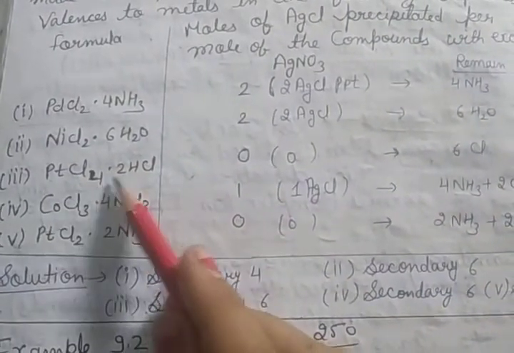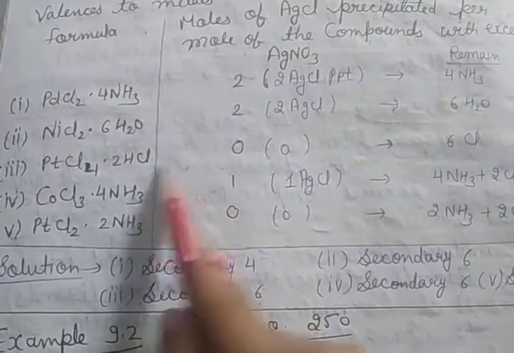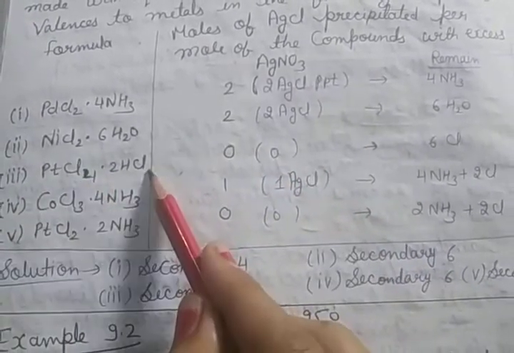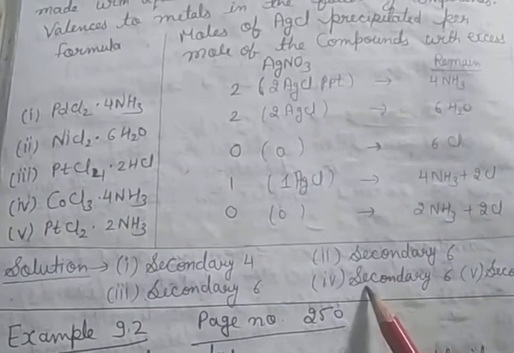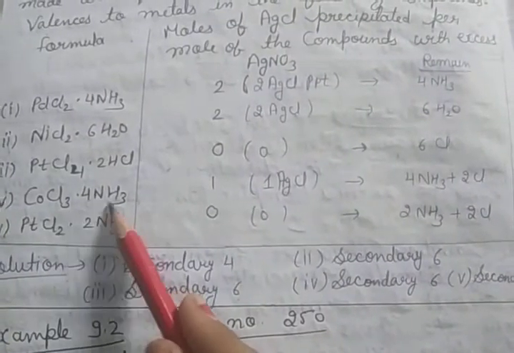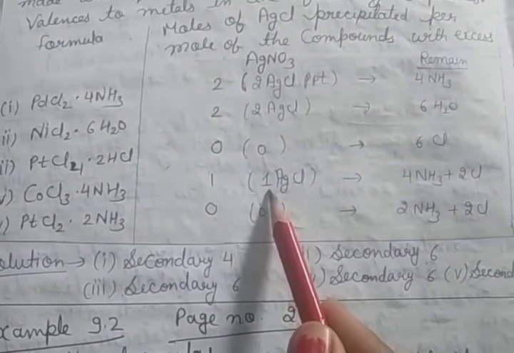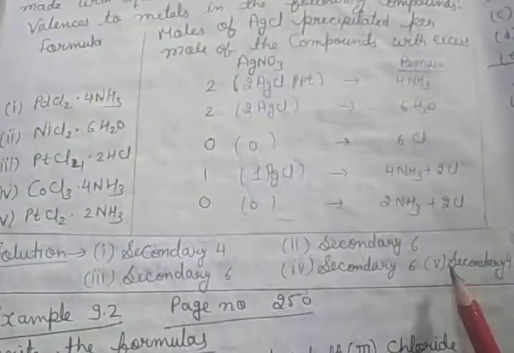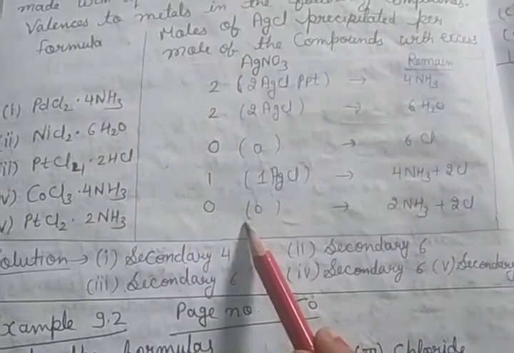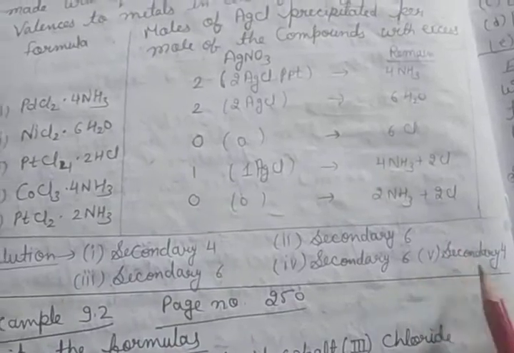Third is PtCl4.2HCl. Okay, so here with AgNO3 precipitate, AgCl is 0. So 4Cl and 2Cl, total 6Cl. So secondary valency is 6. Then fourth is CoCl3.4NH3. So 1 AgCl precipitate we get. So 2Cl and here 4, total 6. So here secondary valency is 6. Then PtCl2.2NH3. Here no precipitate of AgCl. So 2NH3 and 2Cl, so total 4. So secondary valency is 4.